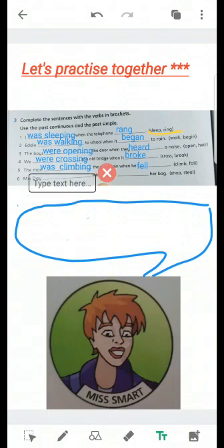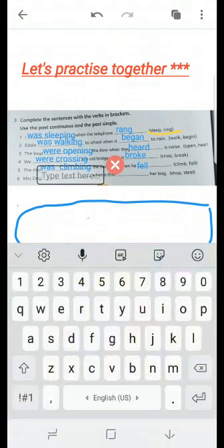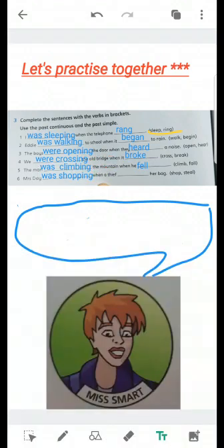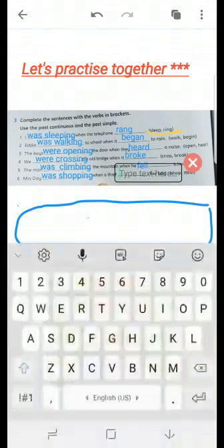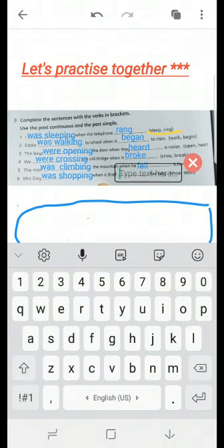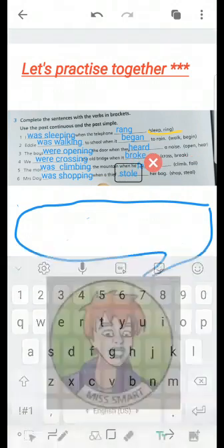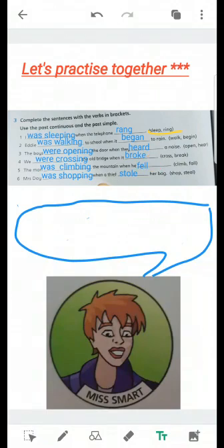So Mrs. Day was shopping. Good. So Mrs. Day was shopping when a thief, what is the simple past of the verb steal? It's stole. Good. So it's stole. Okay, so write for yourself, well done.